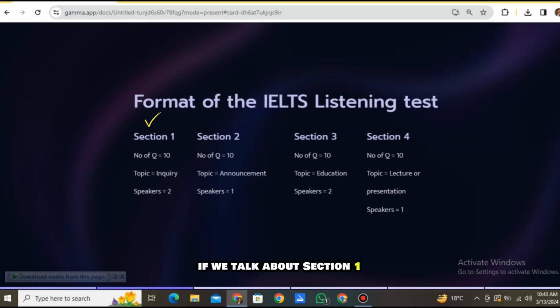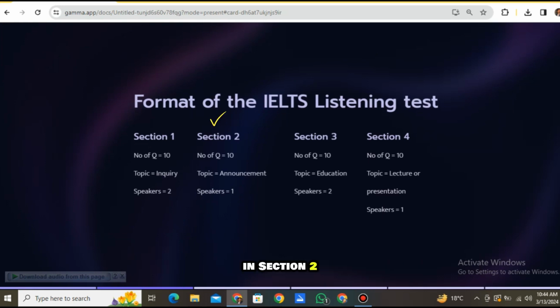If we talk about section 1, the topic of section 1's audio will be related to an inquiry. What is an inquiry? It will be a question and answer session. There will be two speakers. They will be asking some questions to each other. One will be asking questions, the other will be answering. So that is an inquiry-based audio. You have to listen to the audio and give the answers.